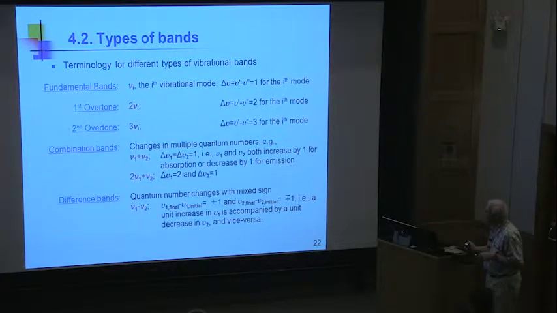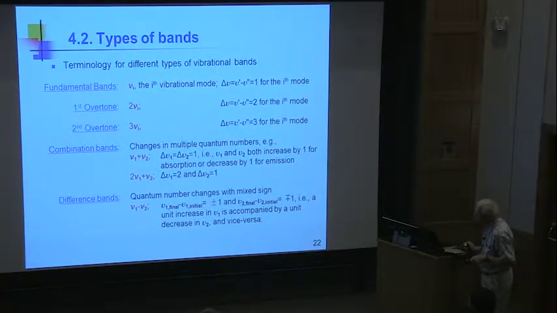Now in polyatomic molecules, it's a little more complicated because you can have a simultaneous change in 2 quantum numbers. So nu 1 plus nu 2 would mean that it's a transition in which nu 1 changes by 1 unit and nu 2 changes by 1 unit. 2 nu 1 plus nu 2 would mean a 2 quanta change in nu 1 and 1 in nu 2. So that's the very compact notation.